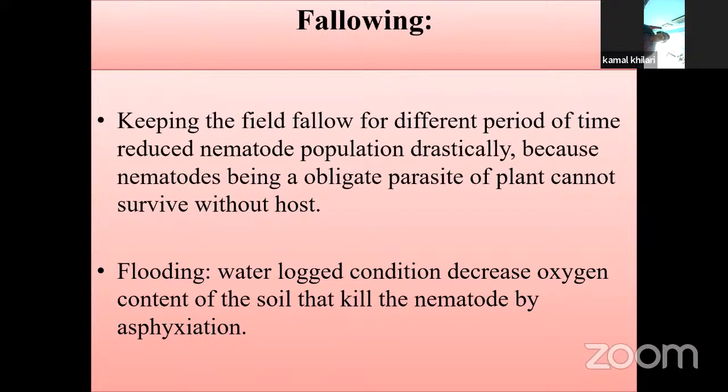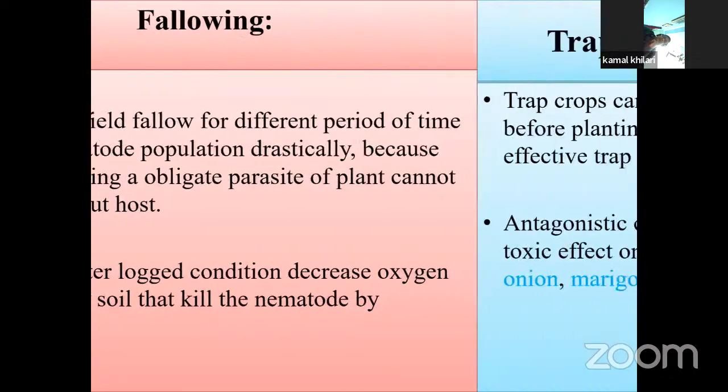Similarly, flooding also. If you are well aware that this field has heavy infestation, a heavy population of nematode, then you can stagnate the water for some time, for 4-5 days or 15 days, by filling up this field with water. Due to stagnated water, there may be a lack of oxygen, and because of the lack of oxygen, the nematodes available in that soil will die. So flooding is also important.